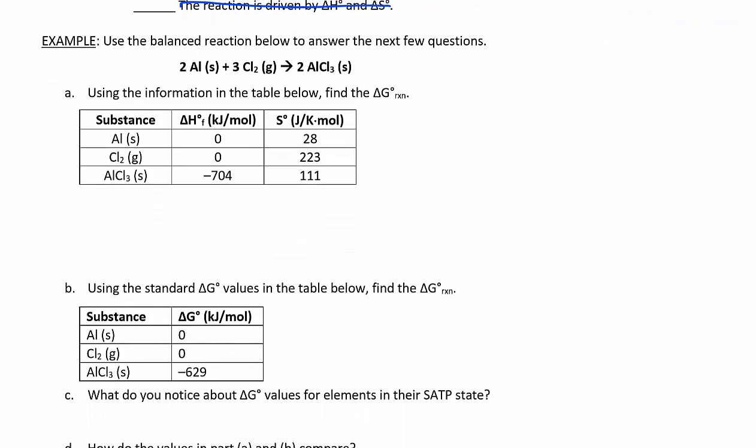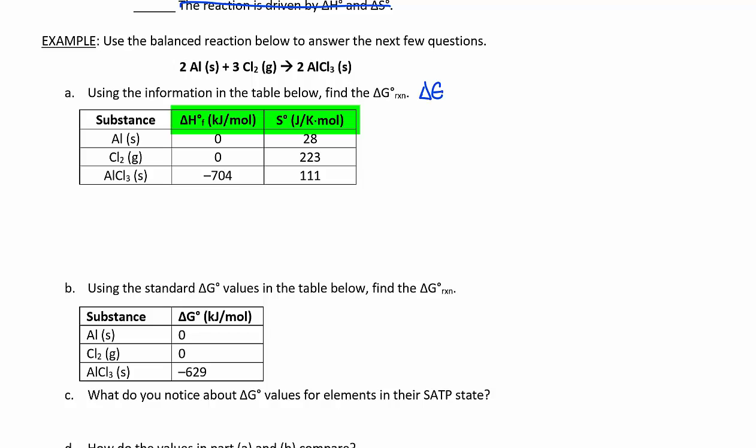Let's do another example. Use the balanced reaction below to answer the next few questions. So we have 2 aluminum solids and 3 chlorine gases, and that yields 2 aluminum chlorides solid. Using the information in the table below, find the delta G of your reaction. So we're given delta H formation, heats of formation, and we're given delta S's, or S's, entropy values, and we're asked to find delta G of the reaction.